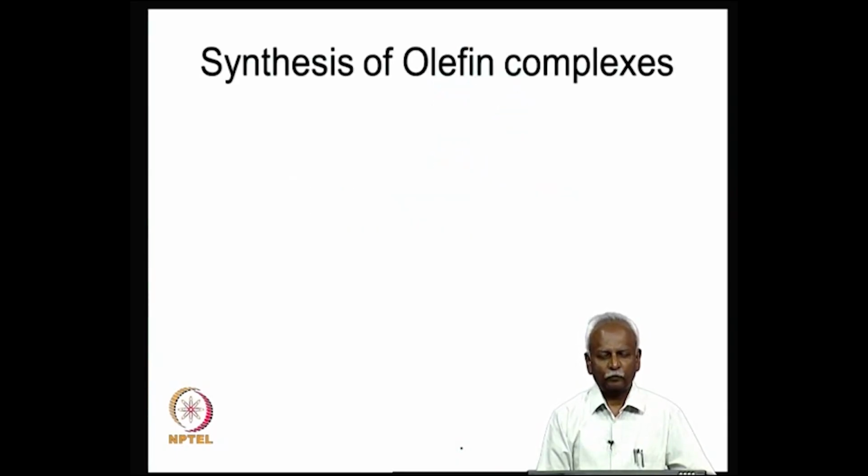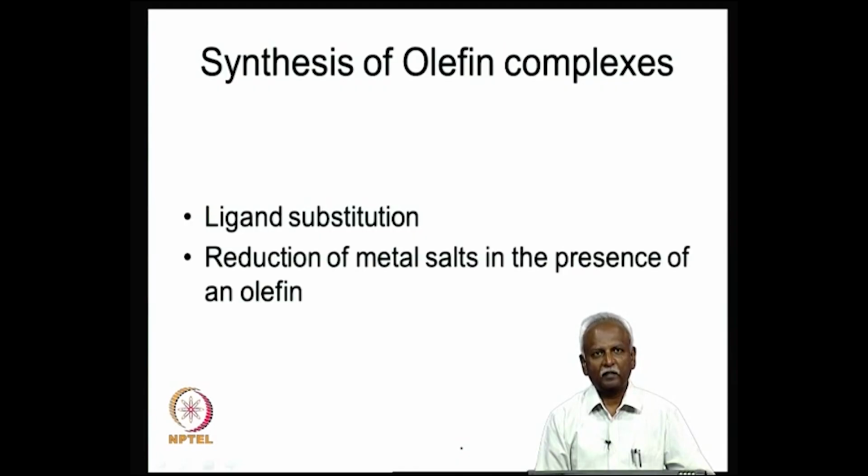So, synthesis of olefin complexes in general involves a simple ligand substitution. So, a carbon monoxide ligand can be substituted by an olefin. One can also reduce a metal salt in the presence of an olefin, and this is exactly what we did for carbon monoxide. We used to reduce the metal salt in the presence of carbon monoxide, sometimes at high pressure, and that led to the formation of a metal carbonyl complex.